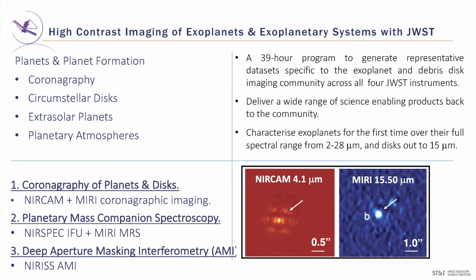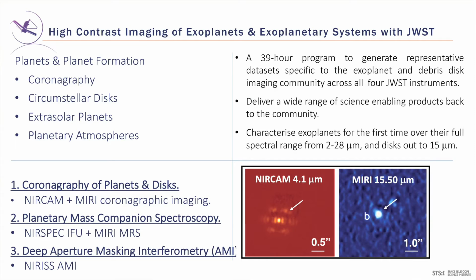So it's a 39-hour program in which we will characterize the capacities of JWST to study planets and planet formation through direct imaging and spectroscopy. As part of this program, we will obtain for the first time a complete spectrum of large separation exoplanets for the full luminous spectral range from 2 to 28 microns.